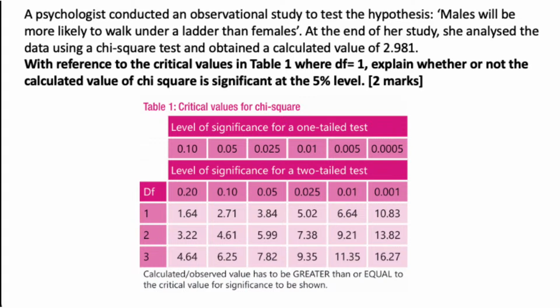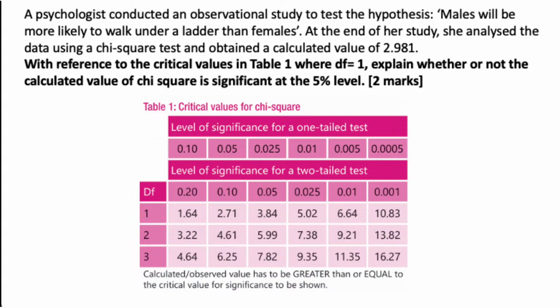The first thing you need to look at, you can see in the table, it says level of significance for a one-tailed test, level of significance for a two-tailed test. So we need to look at the hypothesis. You might have had to write a hypothesis. In this instance, we've been given a hypothesis. Males will be more likely to walk under a ladder than females. So in this instance, we know that this is a one-tailed or directional hypothesis. Then next, we need to find the level of significance. So in this question, it tells us it is 5%.